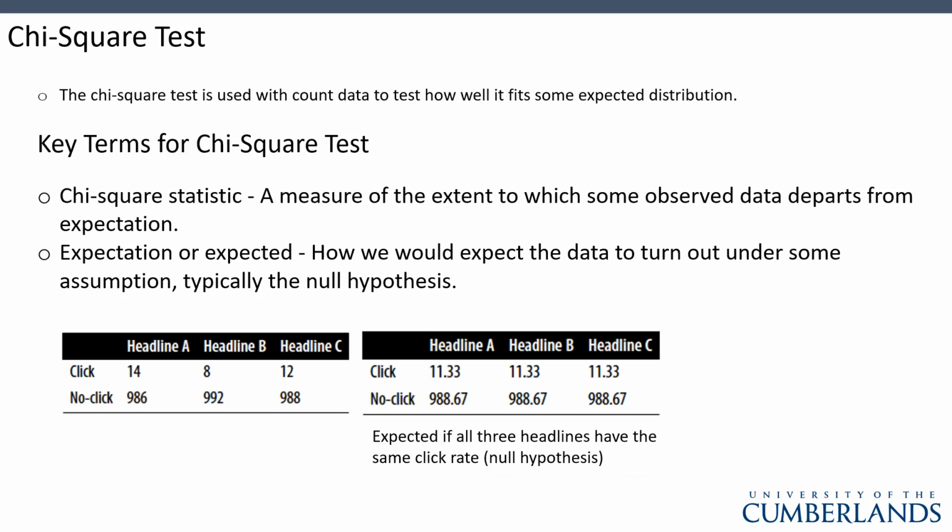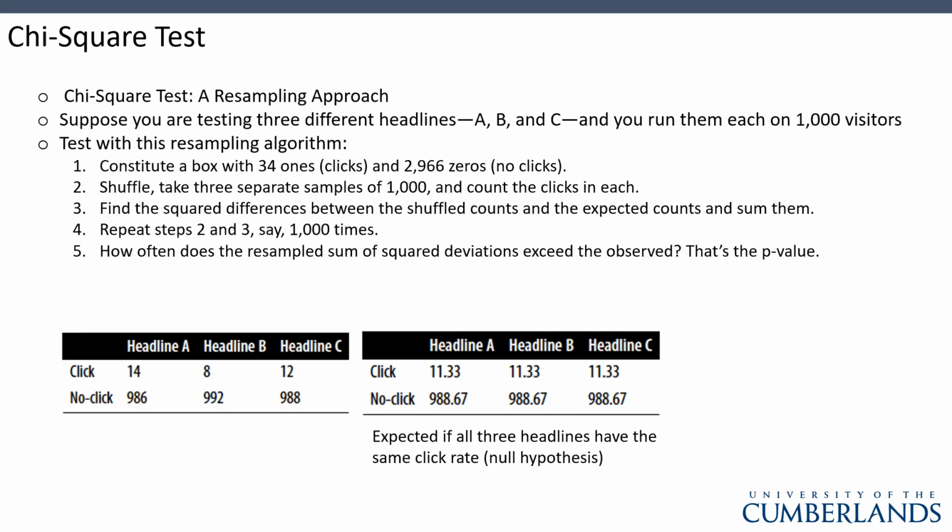And then the key terms for chi-squared are chi-squared statistics, expectations or expected. And what that is, is how we would expect the data to turn out under some assumptions, typically the null hypothesis. And these are some more chi-squared tests. As you can see here, the test with the sampling algorithm, and you can see this information here. And this is expected if all 3 headlines have the same click rate.